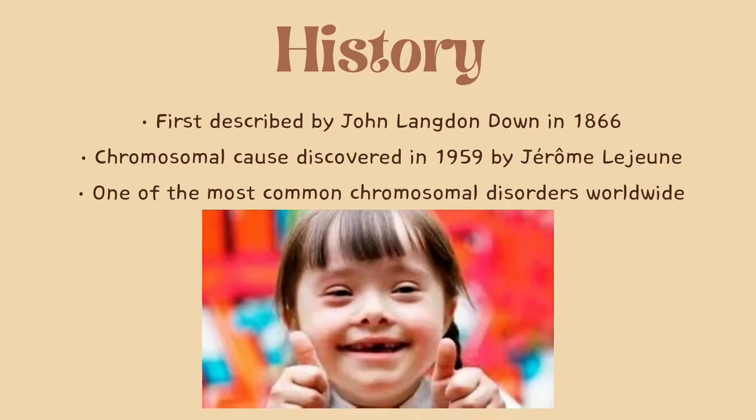Down syndrome was first described in 1866 by a British doctor named John Langdon Down, and he noticed a group of children with similar physical features and developmental delays. So this genetic cause was not discovered until 1959 when Jerome Lejeune identified the extra chromosome 21. So today, Down syndrome is recognized as one of the most common chromosomal disorders worldwide.